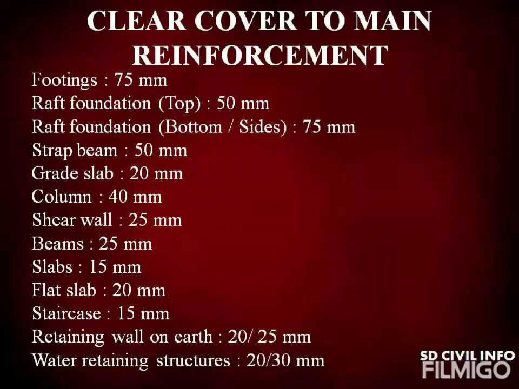Clear cover to main reinforcement for some of the building elements are listed below. That is 75 mm for footings, 50 mm for top of the raft foundation, and 75 mm for bottom or sides of the raft foundation, 50 mm for strap beams, 20 mm for grade slab, 40 mm for columns, 25 mm for shear wall, 25 mm for beams, 15 mm for slabs, 20 mm for flat slabs, 15 mm for staircase, 20 to 25 mm for retaining wall on earth, and 20 to 30 mm for water retaining structures.